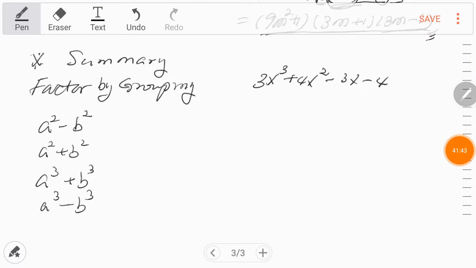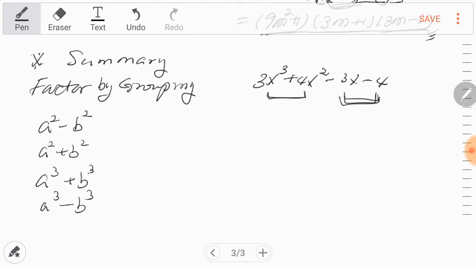Okay, as a summary of this section, we can use factoring by grouping. If there are 4 terms like this, then we can put the first 2 terms as one group and the last 2 terms as the second group. Then, if it's factorable, it should have the same binomial common factor.